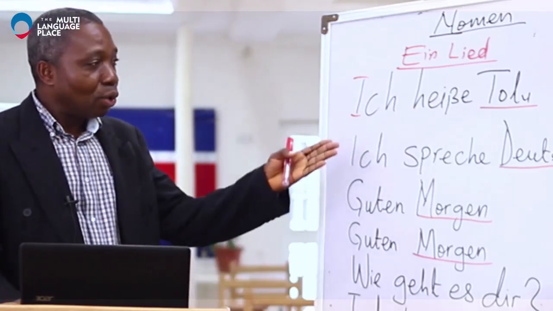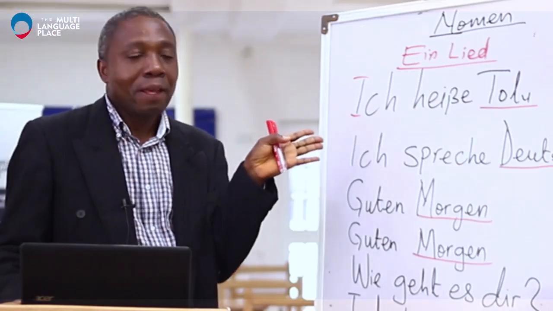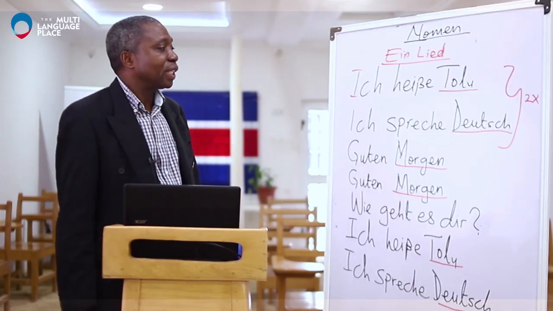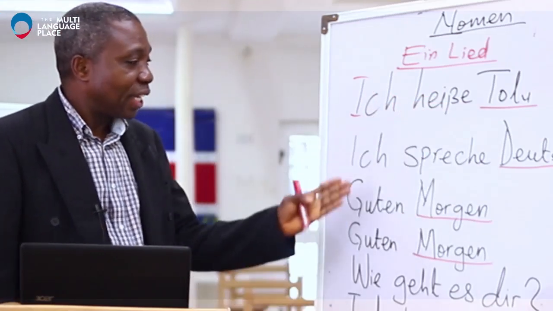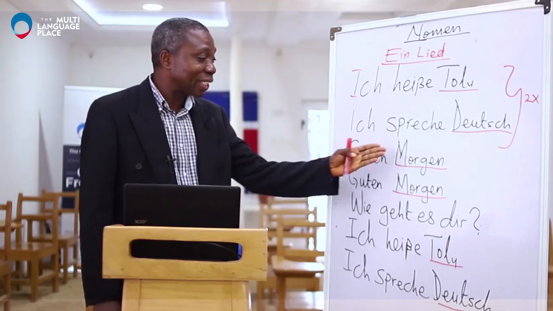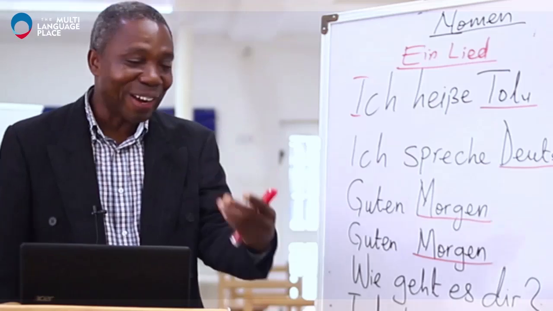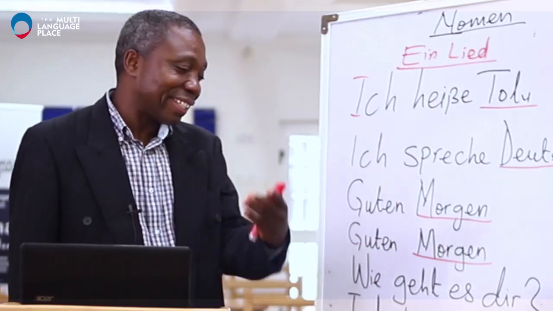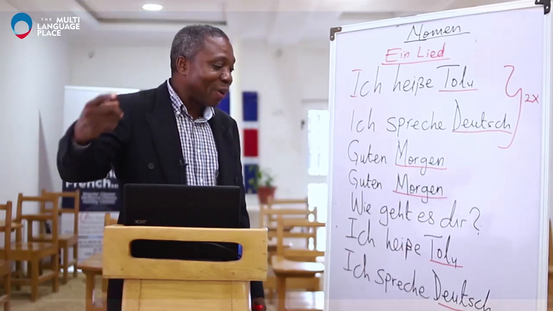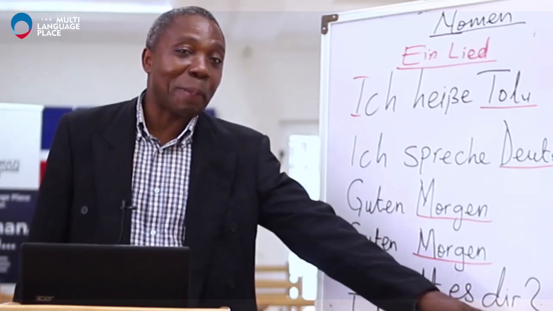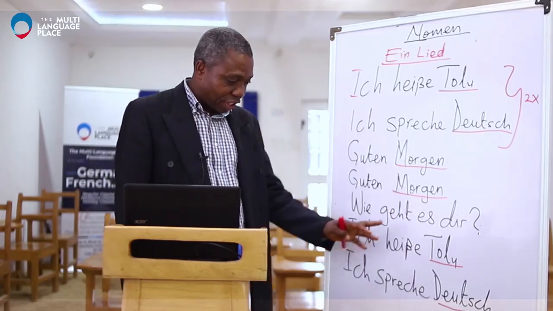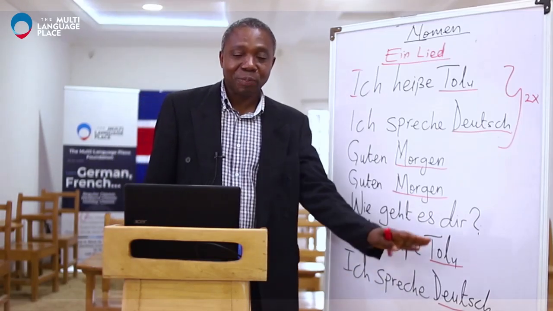Okay, looking at the text, is there any word you don't understand in this text? Let's go through it. Ich heiße Tolu, my name is Tolu. Ich spreche Deutsch, I speak German. Okay, guten Morgen, what's the meaning? Good morning. Wie geht es dir? What's the meaning? How are you? And remember, is this formal or informal? Of course, informal. How are you? Wie geht es dir?